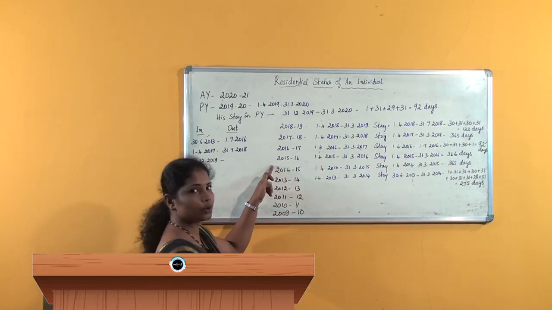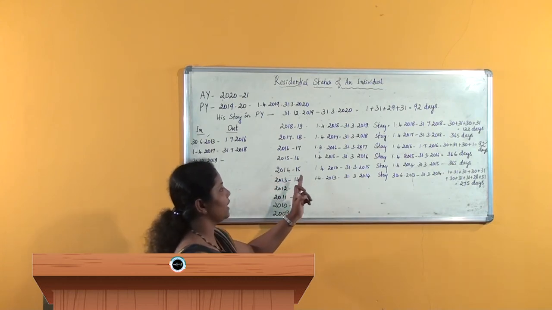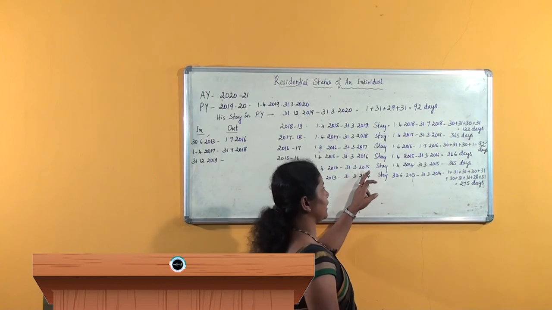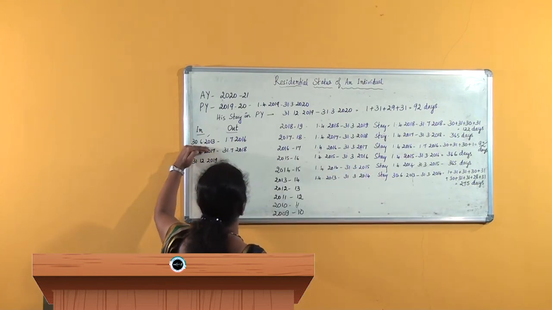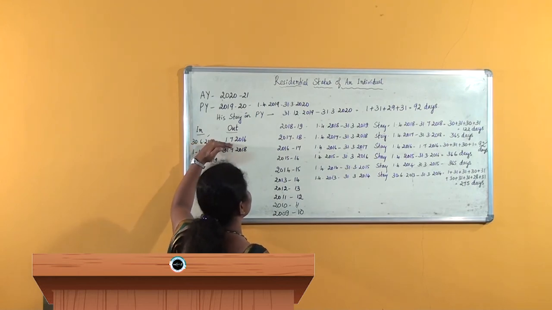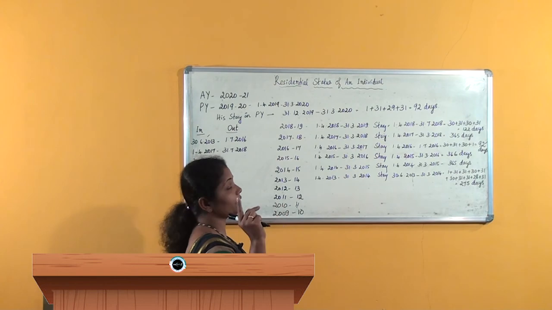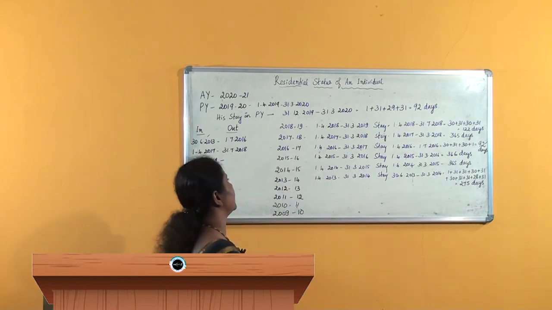In the year 2014-15, it commences from 1st April and ends on 31st March 2015. He stayed in India for the whole year, because from 30th June 2013 till 1st July 2016 he was in India at a stretch of 3 years. So the full year he was in India in this year also.